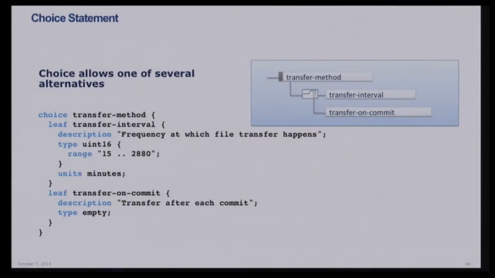Choices, always interesting. A choice allows one of several alternatives, and the difference between union and a choice is that a choice has structure to it. It's not just a set of types, but actually a set of substructures. So in this case, the transfer interval can either be in a frequency or something that would say after each commit we transfer, right? So either a substructure with a particular unsigned integer or just an empty set, which then carries semantic value in the sense that the box will behave differently if you choose that.